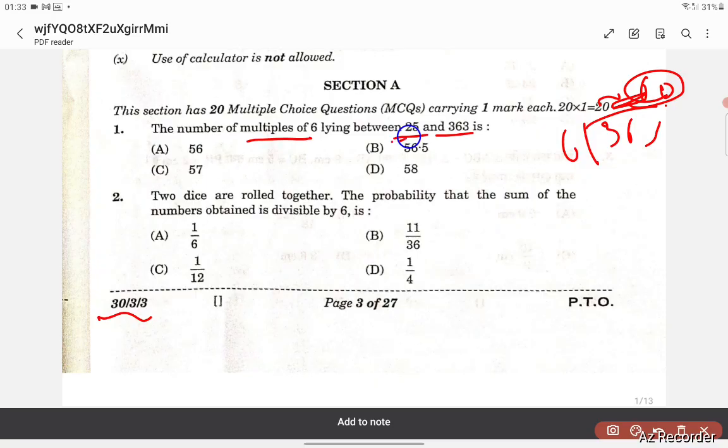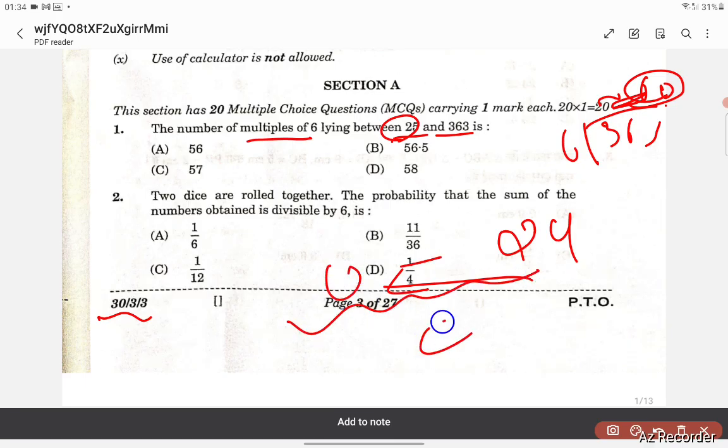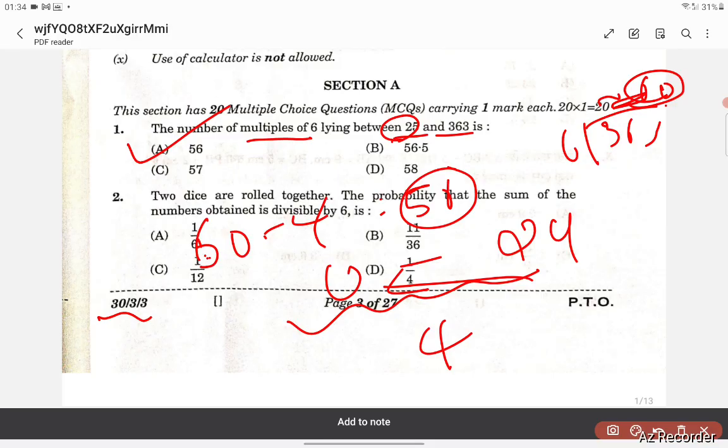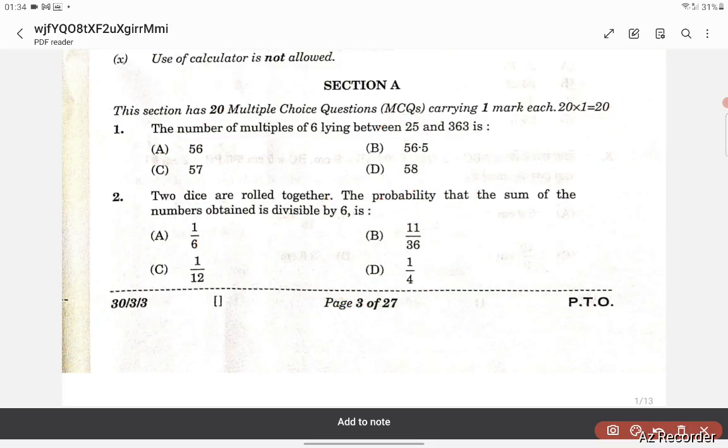Now it says 25, so 24 and all of those numbers below 24 are not included, and the number of multiples of 6 from 0 to 24 is 4. So 60 minus 4, that is 56, is the answer. Option number A.